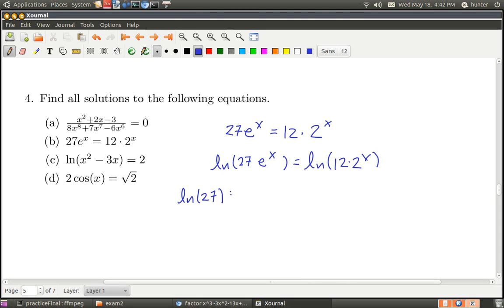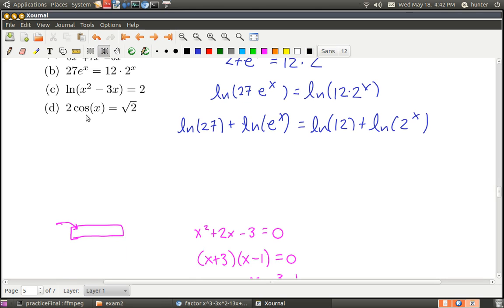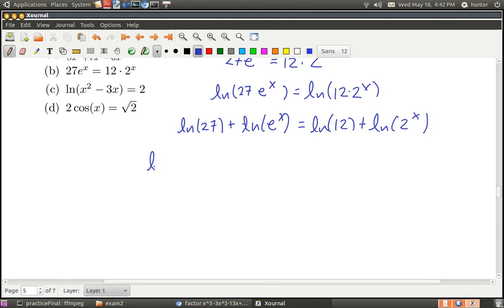This product becomes a sum, ln 27 plus ln e to the x equals ln 12 plus ln 2 to the x. And now the whole point is that ln can reach up and yank the x variable out of the exponent, which is what we want. We want it down on the ground where we can deal with it. So this becomes ln 27 plus x times natural log of e. Natural log of e is 1, right? So this part just becomes x. And now I've got ln 12, and by the other law of logs, the x gets spit out here.